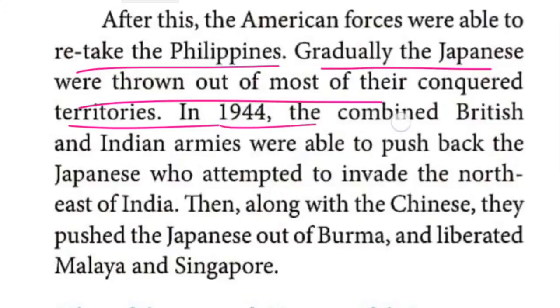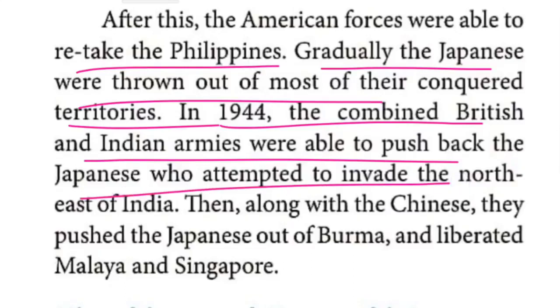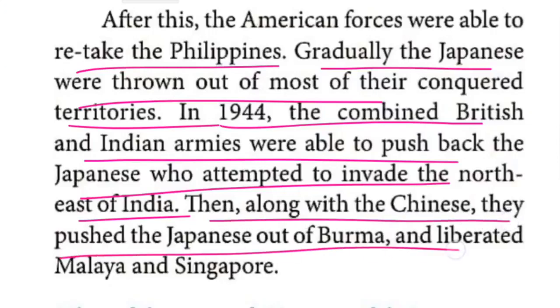In 1944, Britain as well as the Indian armies were able to push back the Japanese who attempted to invade Northeast India. Which part is Northeast India? Arunachal Pradesh, the Seven Sisters, Meghalaya, Assam, those areas. Then along with the Chinese, they pushed the Japanese out of Burma and liberated it. Malaya as well as Singapore also got independence.